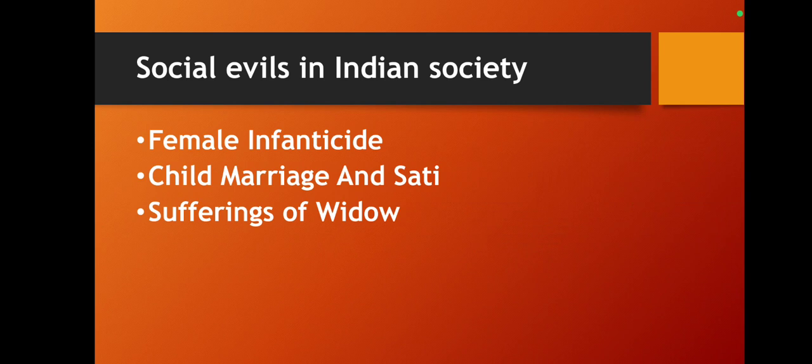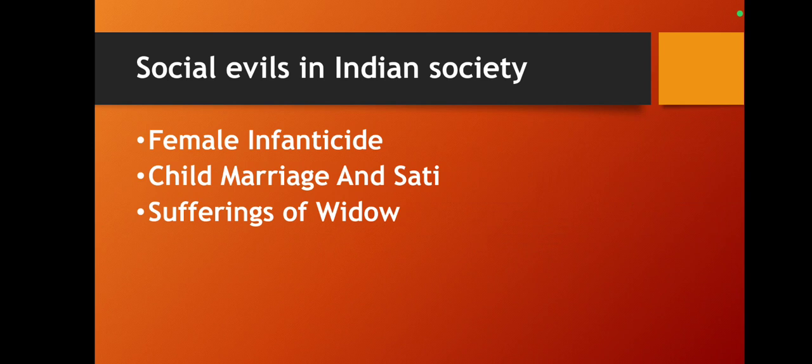Second was child marriage. The children used to get married at a very small age, when they were of the age of going to school. Sati was also a very bad social evil, in which when a woman's husband died, the woman was also burnt alive on the death pyre of her husband.